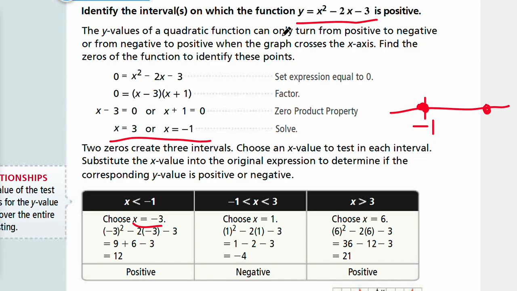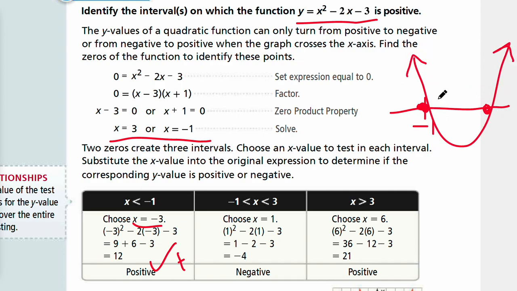When x is -3, your y is 12. Oh, it's a positive number, right? So it's going to be positive, which means your graph is probably going to look like this. Sorry, that's not a good graph.